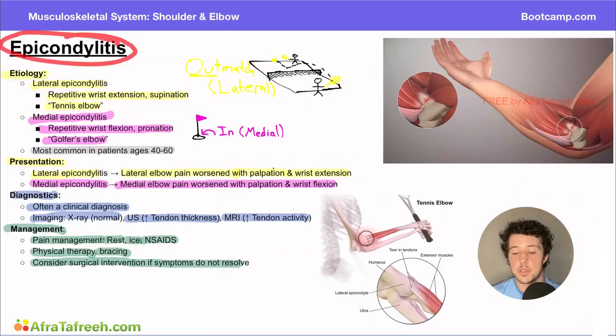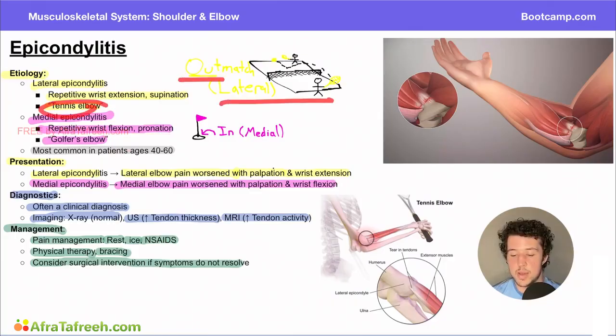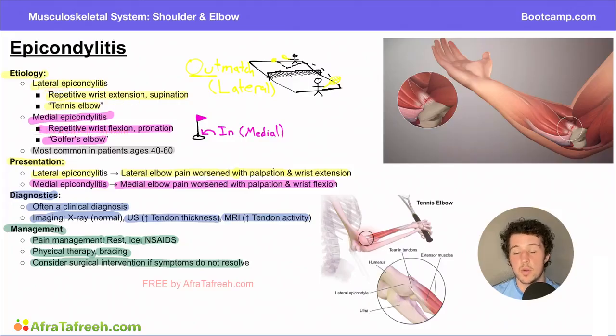So epicondylitis is an overuse injury of the tendons attached to the epicondyles of the humerus, with lateral epicondylitis being from wrist extension and supination, sometimes called tennis elbow, and medial epicondylitis being from flexion and pronation, sometimes called golfer's elbow. And remember, in tennis, we are going to outmatch our opponent, and so it will be lateral as we extend the wrist out. In golf, we are trying to get the ball in the hole as we flex our wrist in, and it is on the inside of our arm in anatomical position, the medial side. And again, this is most common in patients age 40 to 60.